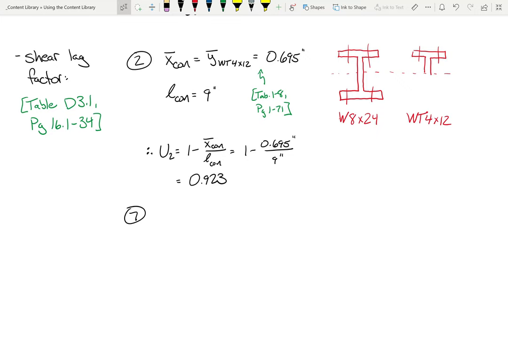So B sub F, remind me, what was B sub F again? 6.50. All right. And then 2/3 of the depth is 2/3 of 7.93. What is that? 5.29. So if I had to compare B sub F and 2/3 of the depth, B sub F is bigger, right? That's bigger. And if that's the case, what is U7?